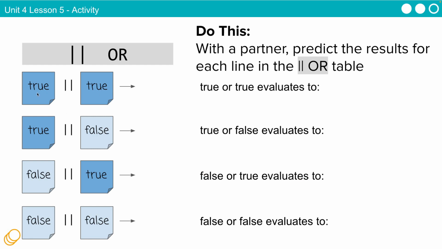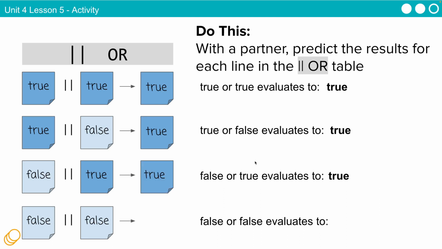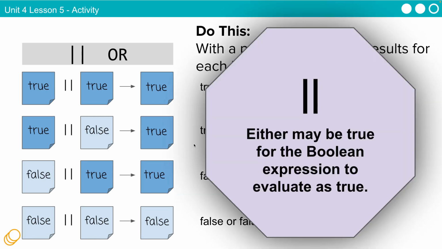So the pipes: true or true, as long as one of these is true, it'll evaluate to true. True or false also evaluates to true. False or true evaluates to true. And then false or false, if both items are false, neither are true, then the whole thing evaluates to false. So I like to think of this as long as one item is true, the whole thing is true. Because it's an or. Is this true or is this other thing true? If either of them are true, then you get to pass. So either may be true for the Boolean expression to evaluate as true.